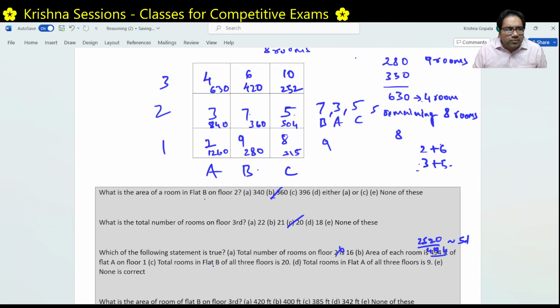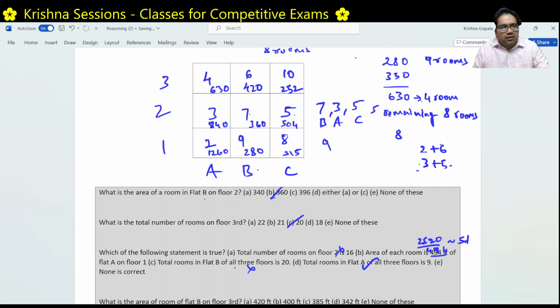Total number of rooms in flat B of all three floors is 20. Flat B: 9 plus 7 plus 6. This is not 20, right? This is also wrong. Total number of rooms in flat A of all the three floors is 9. 2 plus 3 plus 4. This is 9. Yes, right. So D is the correct answer. None is correct is not correct because D is satisfying.